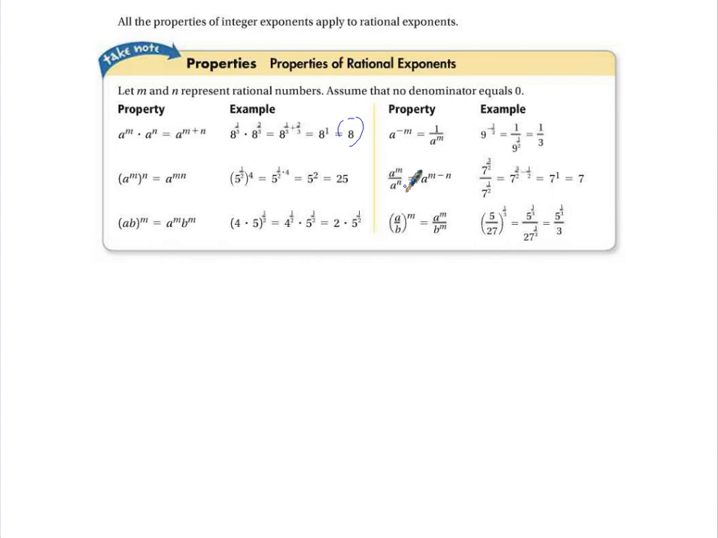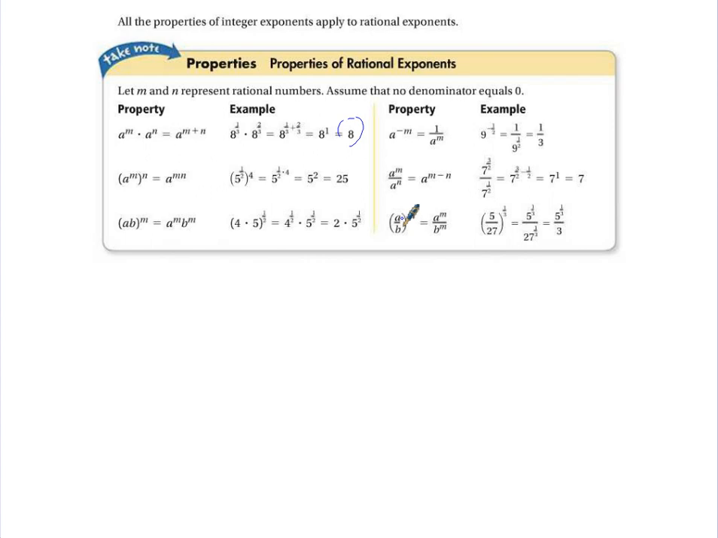a to the m divided by a to the n. So we have like bases here, and this time we are dividing them. So that means we subtract our exponents, and I can't read this. What is that? 3/2 and 1/2? Okay. 3/2 minus 1/2 is 2/2, which gives me 1. So 7 to the first power is 7.